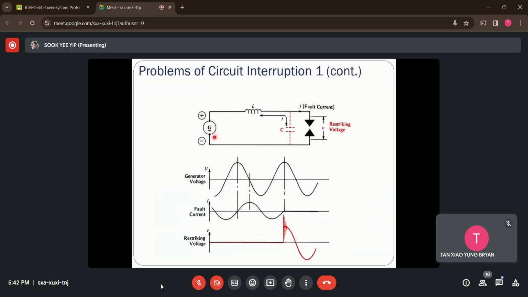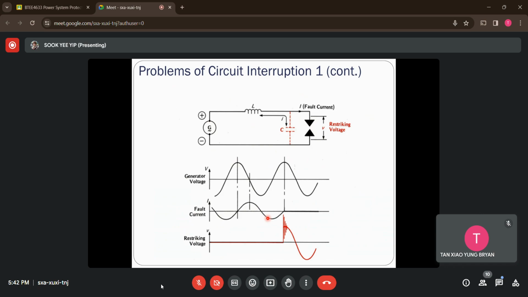This is actually the same situation. The generation source here, the line here, we have inductors in series and capacitors in parallel. This is where the circuit breaker is located. Down here we have a voltage and current waveform. This is the voltage waveform from these generators. This is the fault current, let's say we measure this.